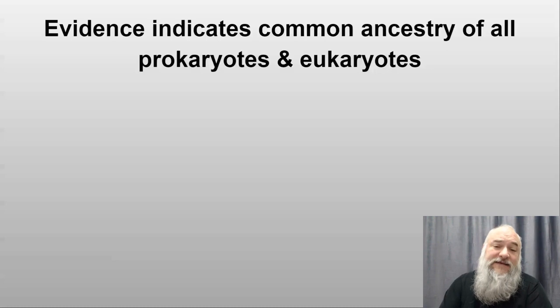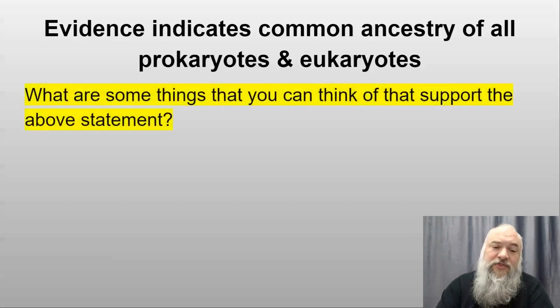So evidence indicates the common ancestry of all prokaryotes and eukaryotes. So there's some evidence that all prokaryotes and eukaryotes developed from a common ancestor in the very beginning of life on this planet. Can you think of some things that support that above statement? Can you think of some examples we've seen in this class so far that support the fact that eukaryotes and prokaryotes share a common ancestor? They have some common ancestral characteristics.